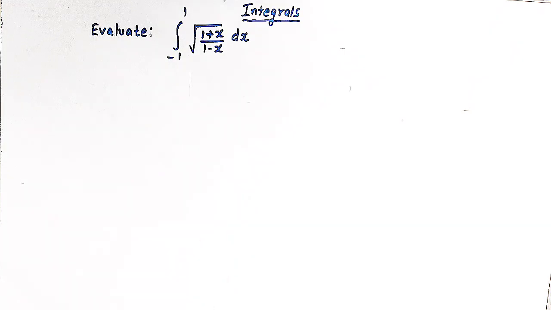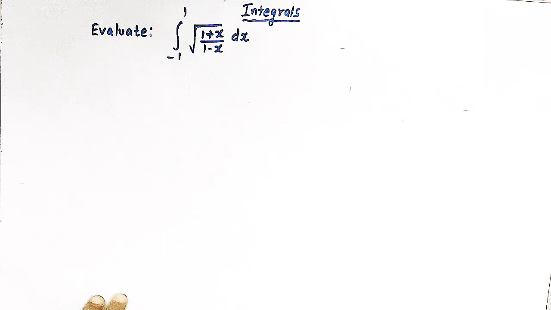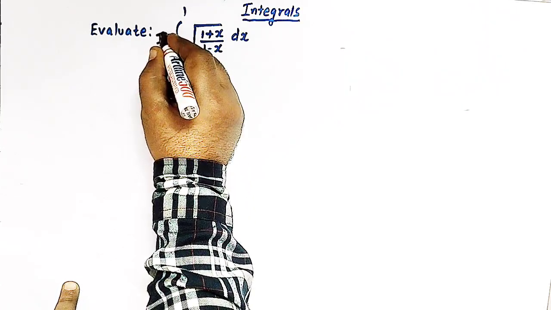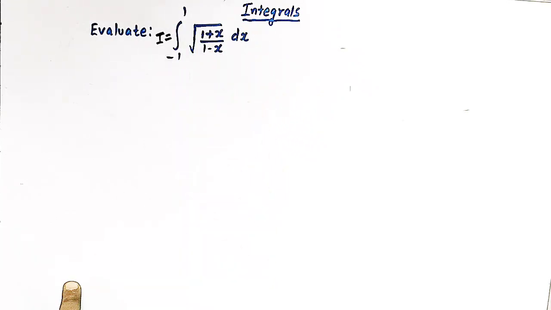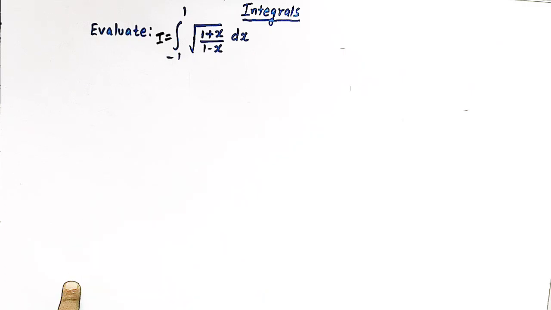In this class we'll see how we can easily evaluate this definite integral using the concept of beta and gamma functions. So let us start. Let us call this integral I. This integral can also be evaluated with the help of trigonometric substitution, but here we'll prefer the method of beta and gamma functions.